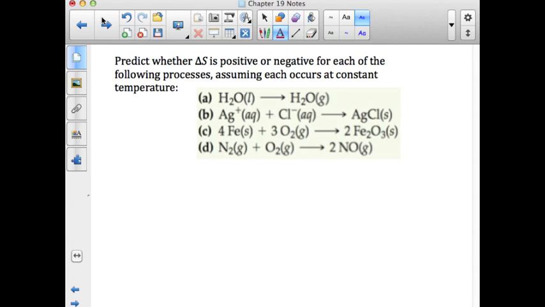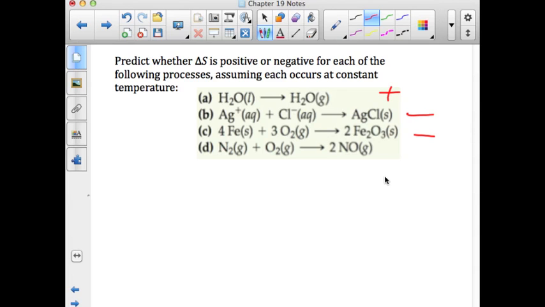You're going from a liquid to a gas. I am more disordered. If I go from 2 things in a solution to something being in a solid, the particles are closer together. They're forcing them to bond together, which means that it's going to be negative. You're becoming more ordered. If we look at C, I have a solid and a gas combining to make a solid. I'm also going from 7 particles to 2 particles, so things are becoming more ordered. I have more things put together, so that's negative again.